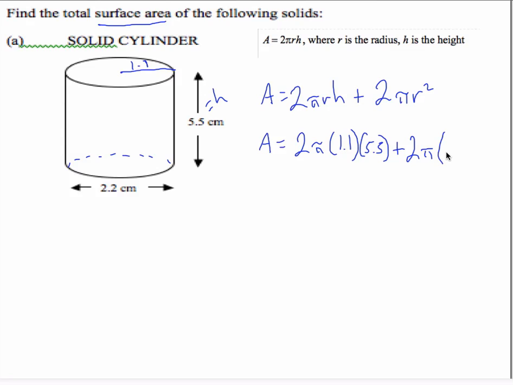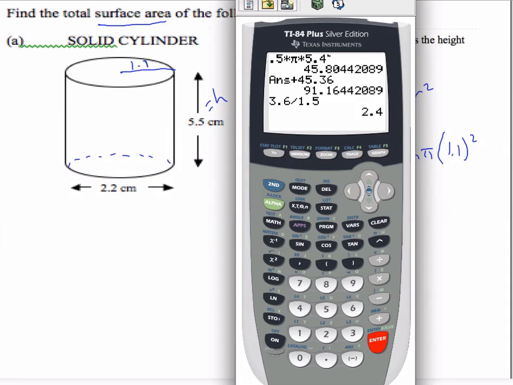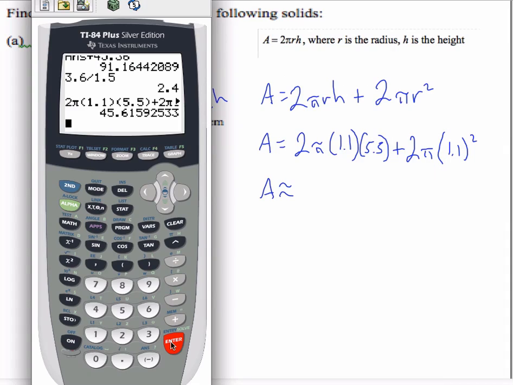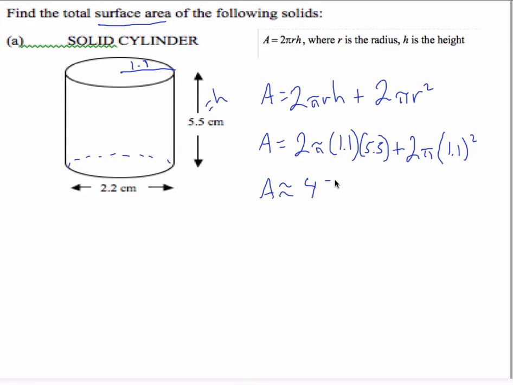And the radius is 1.1 again, and you square that. So we can just type that in directly into our calculator, and then we're going to round our answer to the nearest tenth. Okay, and we get an answer of 45.6. And don't forget our units, it's going to be square centimeters, because it's surface area.